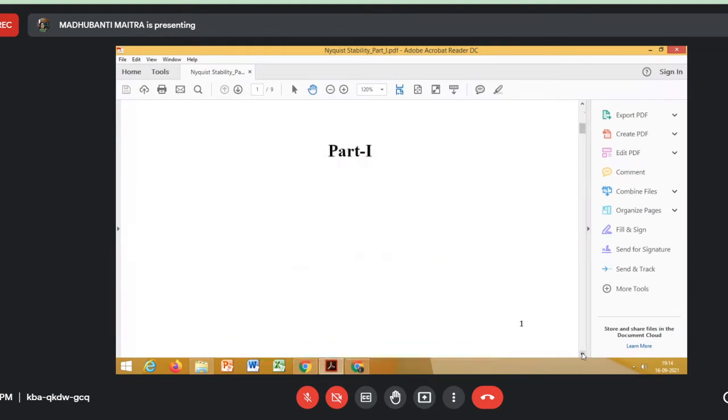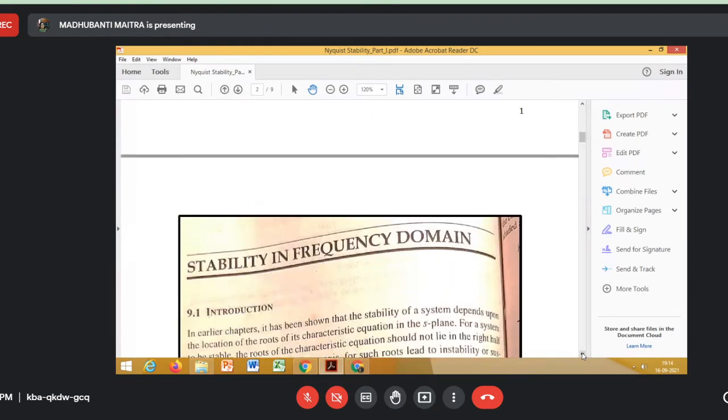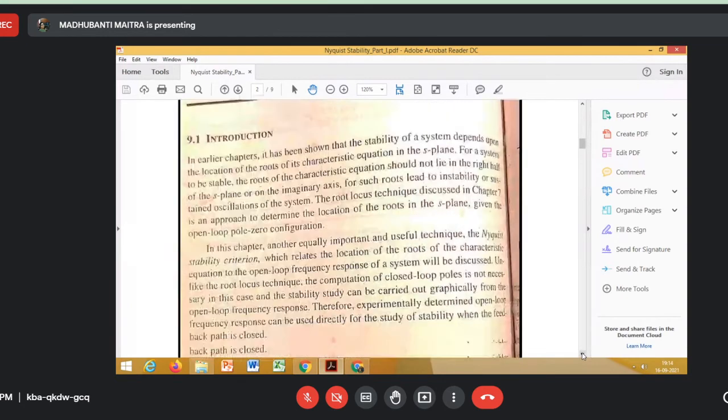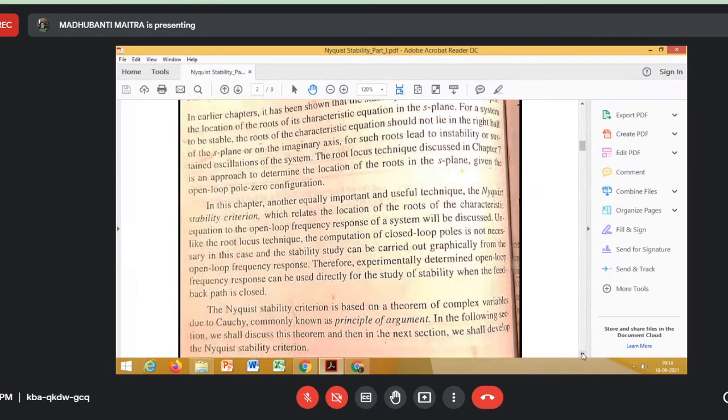Now, already we have discussed that the stability of a system is dependent upon the locations of the roots of the characteristic equation on the S plane. We know that. Now, if all the roots of the characteristic equation, or in other words, if all the closed loop poles of the system are in the left half of the S plane, then the system will be absolutely stable.